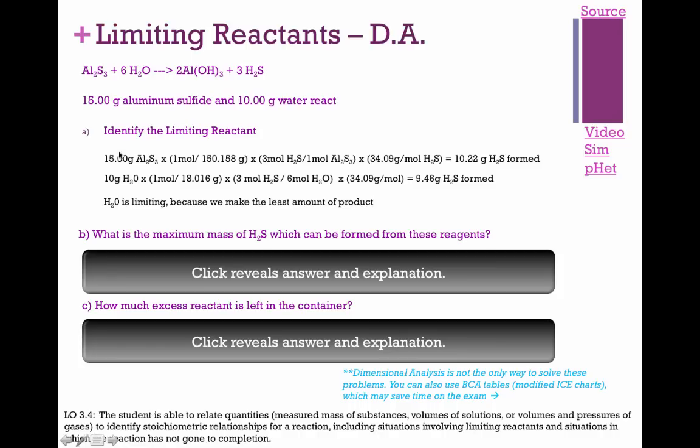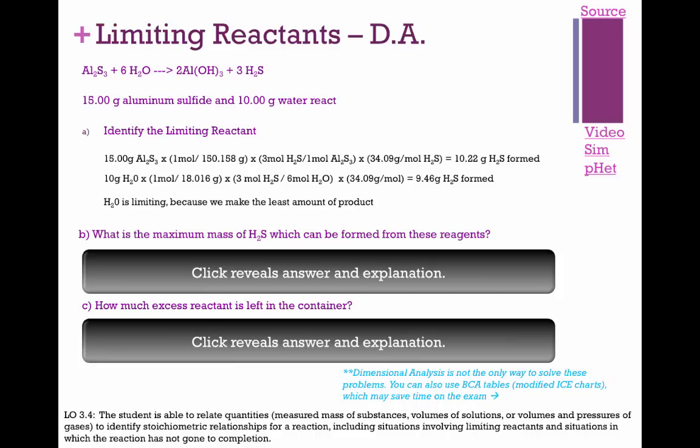And so what I did here when we identified the limiting is I took the amount of aluminum sulfide and I went to the amount of H2S formed. I did the same thing for water. I went from the amount of water that we start with to the amount of H2S that we could form. And then H2O is limiting, right? Because H2O can form the smaller amount of product. That means that water is what we're going to run out of first.